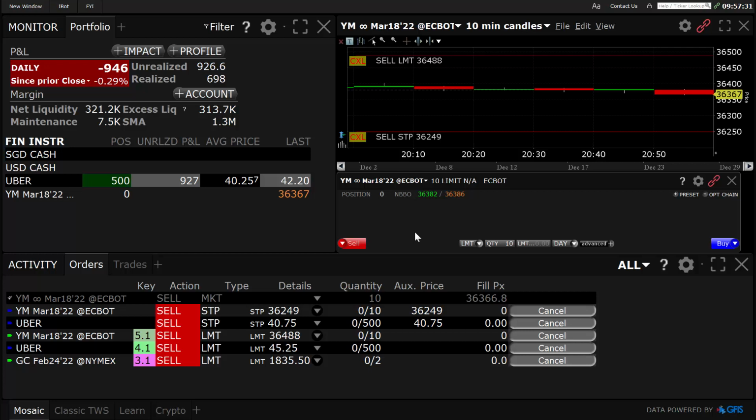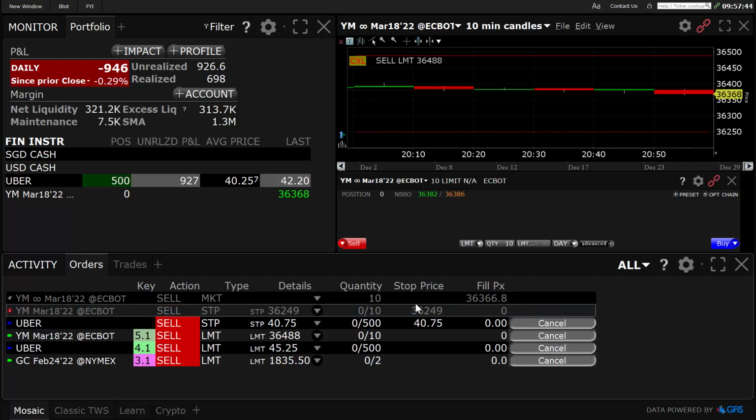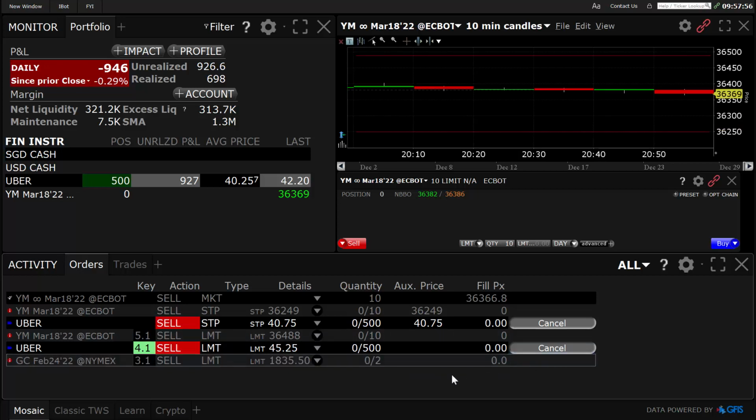So cancel some of these orders. Cancel this sell stop. Cancel this sell limit. Gold, I'm already out of, need to cancel that one. And so I've got Uber. Yeah, we'll just leave it like that in case it makes it to the exit or if it makes it to the break-even stop. So I'm just going to leave Uber open right now and see what it does.